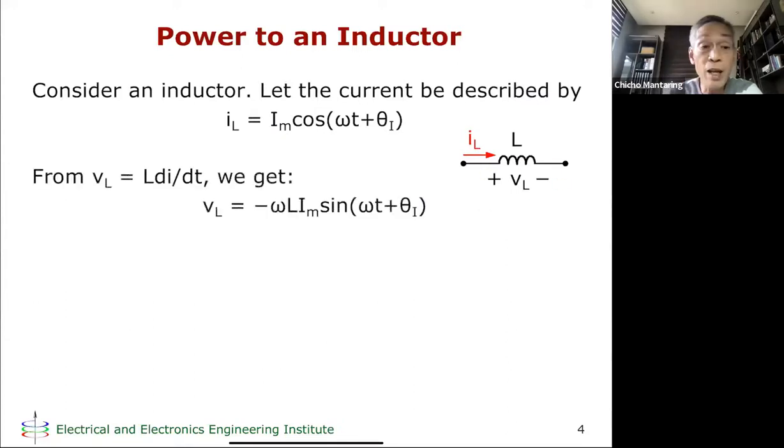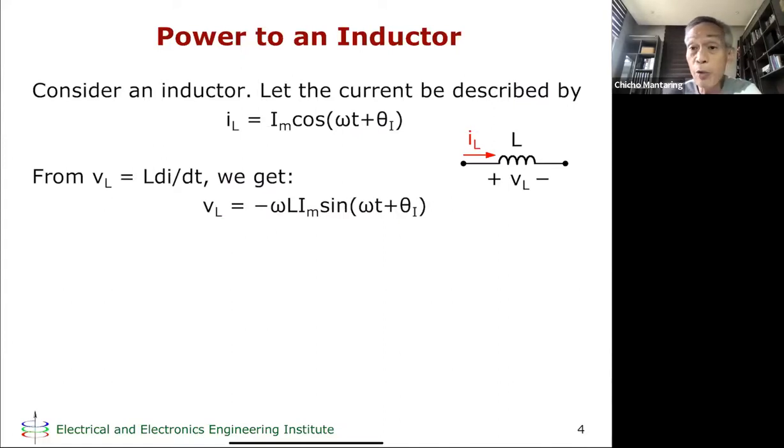And according to my inductor formula, what is V sub L? V sub L is equal to L di/dt. No? The voltage across your inductor is L multiplied by the rate of change of your current across your inductor. So if I get the derivative of cosine(omega t plus theta I), that's minus omega sine(omega t plus theta I). So ito yung magiging expression ko ng V sub L.